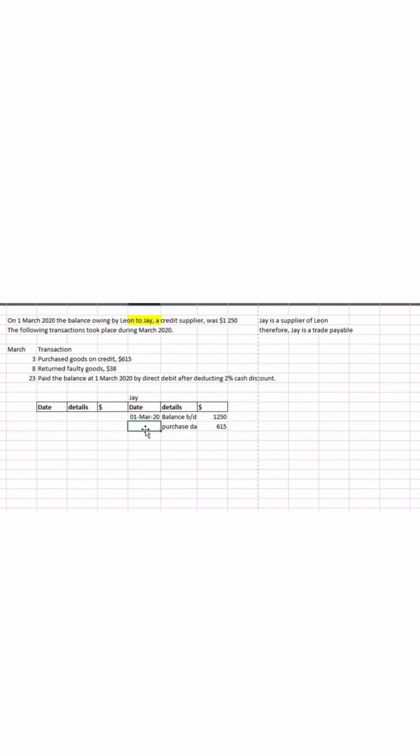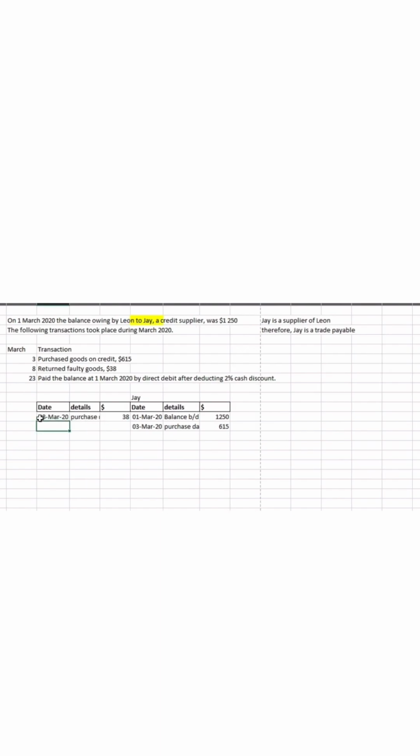The next transaction is purchase returns, which means Leon is not satisfied with some of the goods he purchased from J on the 3rd of March. So he returns them to J and we need to show this return on the account. Returning the items back will reduce J's balance in your books because now Leon owes less to J. Therefore, it's a reduction in liability and comes on the debit side. Don't forget to put the date.